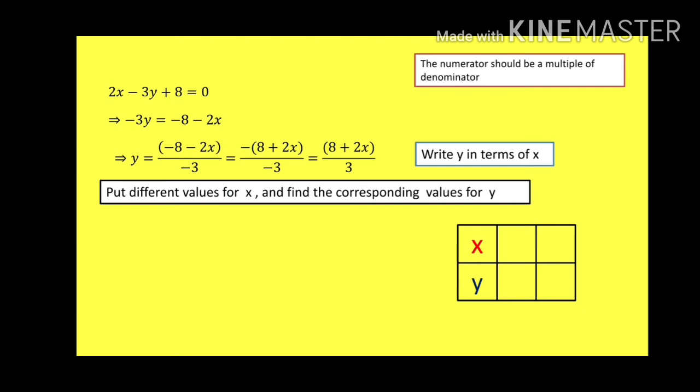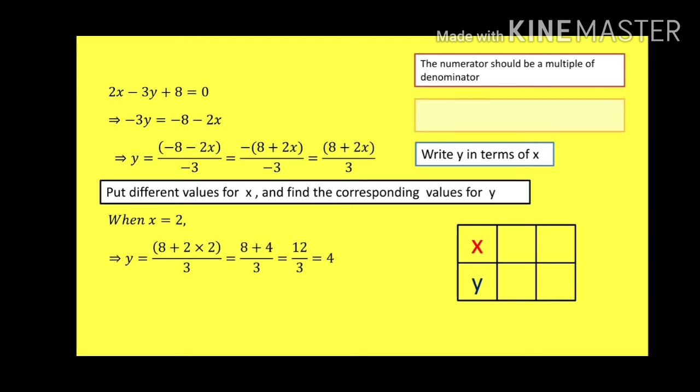We have to see what we will put in the place of x such that 8 plus 2x will become a multiple of 3. So we can take x equals 2. So when x equals 2, we will get 8 plus 2x as 8 plus 2 into 2. That is 8 plus 4 equals 12. Now 12 is a multiple of 3. So 12 by 3 will give 4.